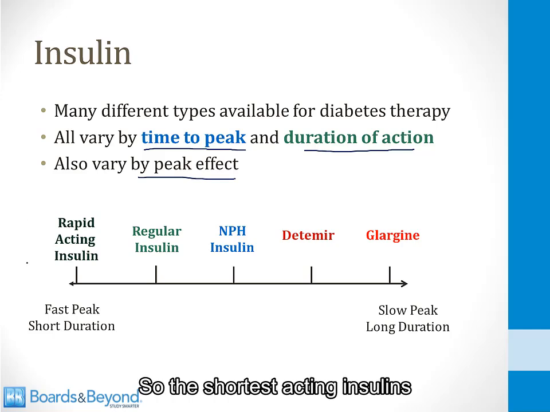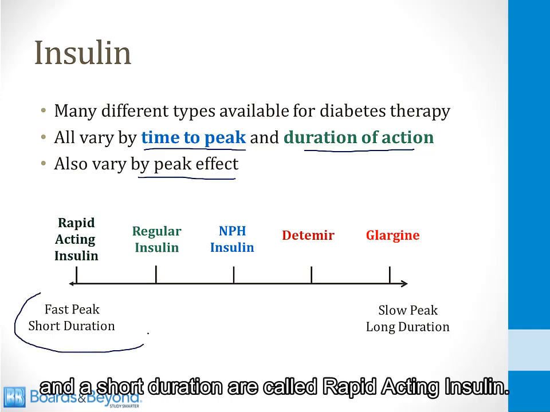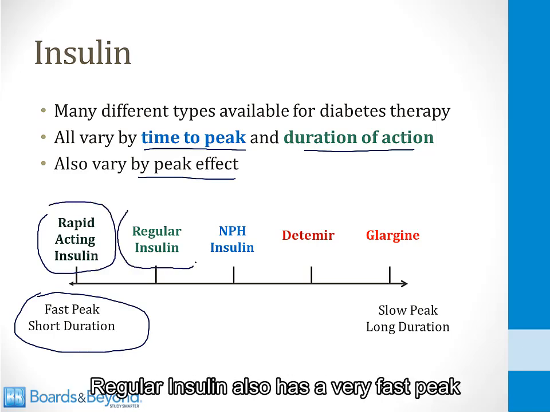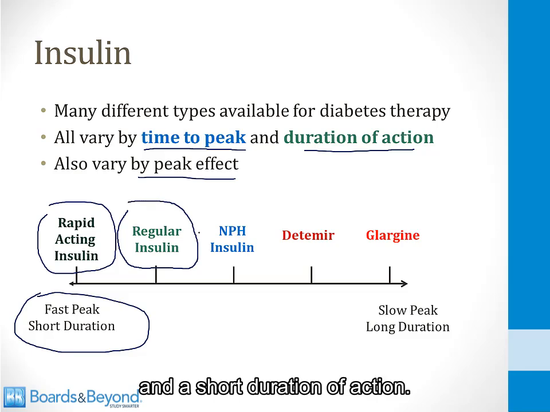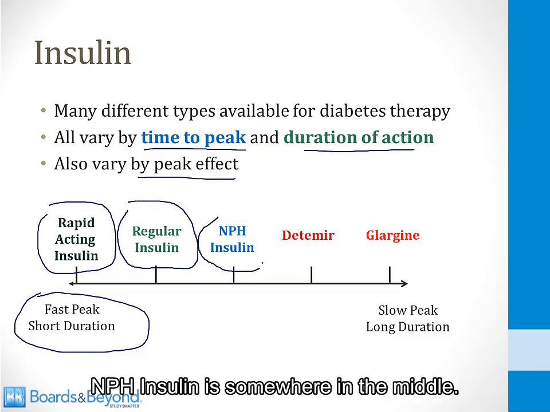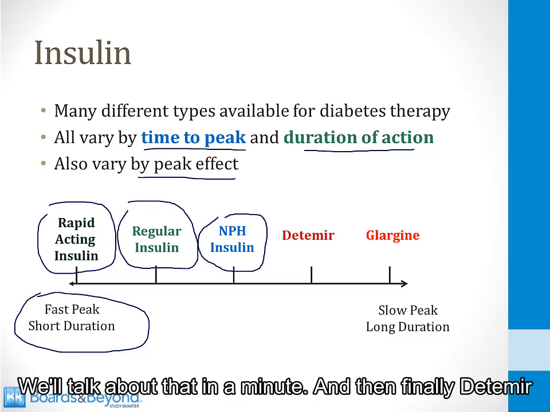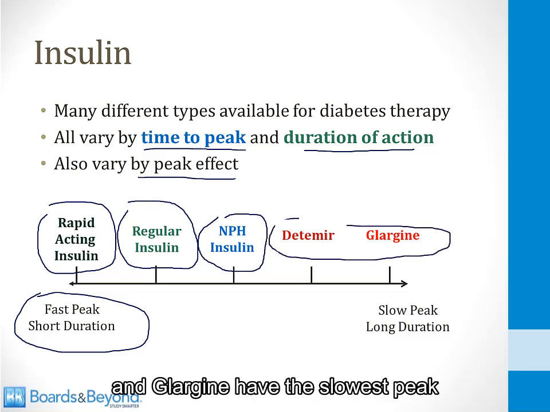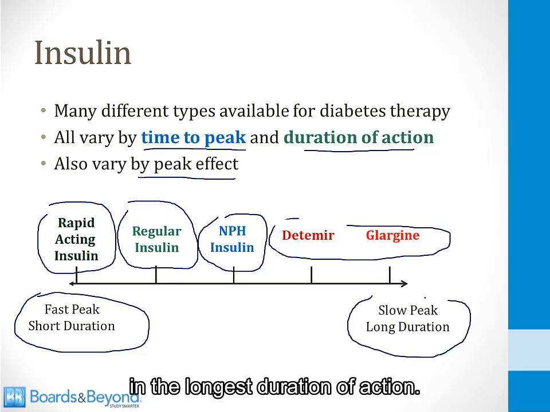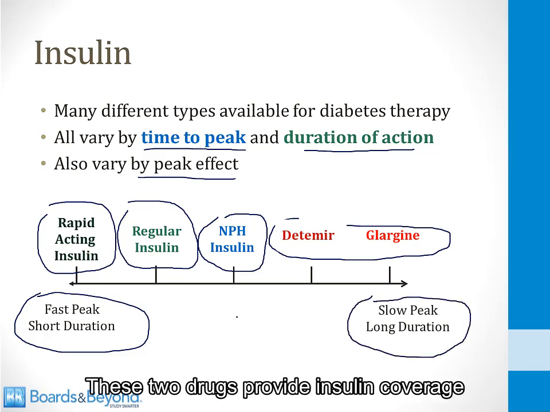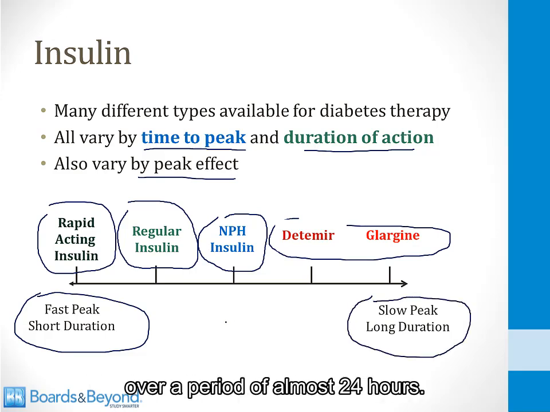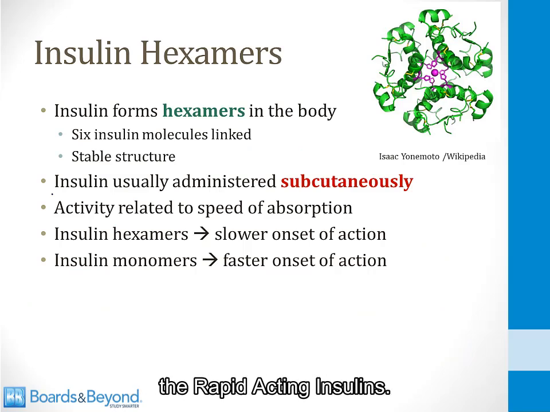So the shortest acting insulins, the ones that have a fast peak and a short duration, are called rapid acting insulins. Regular insulin also has a very fast peak and a short duration of action. NPH insulin is somewhere in the middle. We'll talk about that in a minute. And then finally, detemir and glargine have the slowest peak and the longest duration of action. These two drugs provide insulin coverage over a period of almost 24 hours. So we'll start by talking about the rapid-acting insulins.